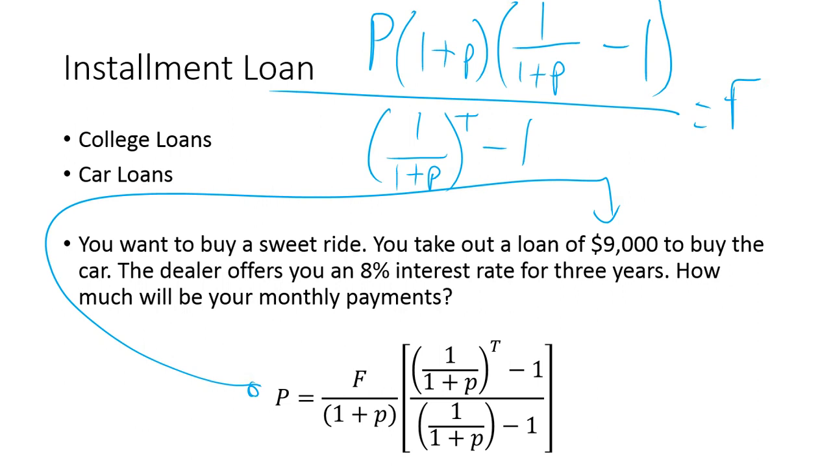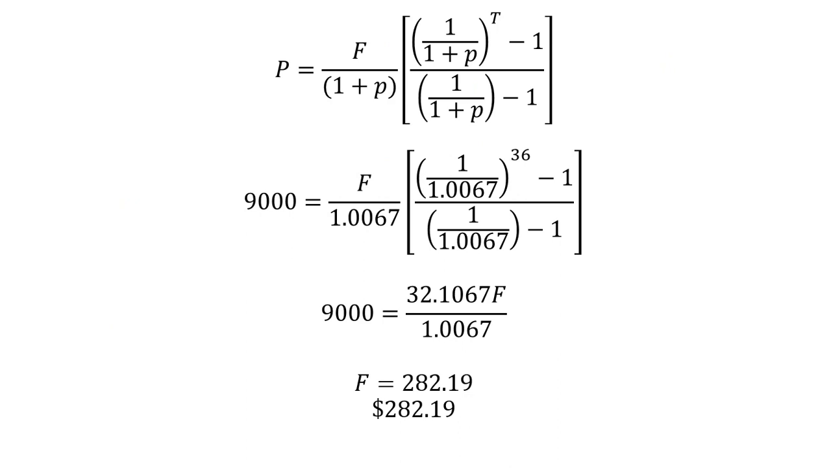So we're going to take this and put all those numbers in and solve it. When you plug all those numbers in, all you have to do is start simplifying the numbers down and down. You end up getting a fraction with the variable equal to 9,000. When you divide that through, you end up getting about $282.19. That's how much you would pay each month, for 3 years, to pay off that loan.